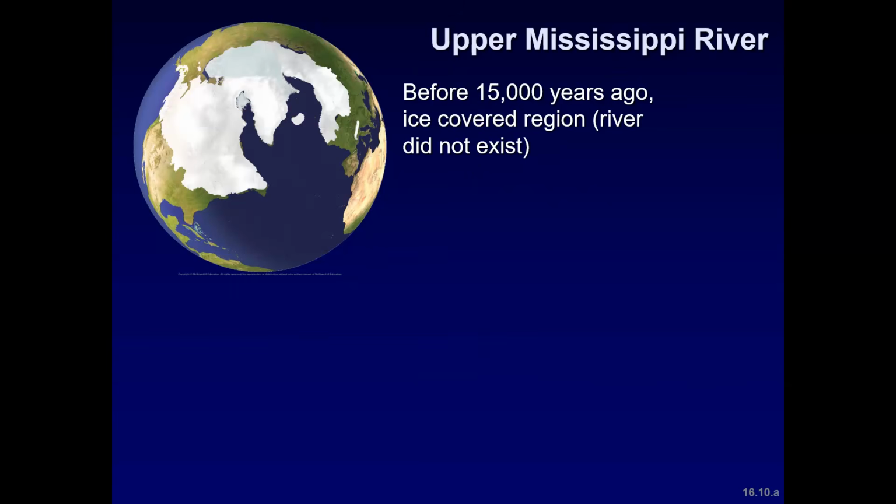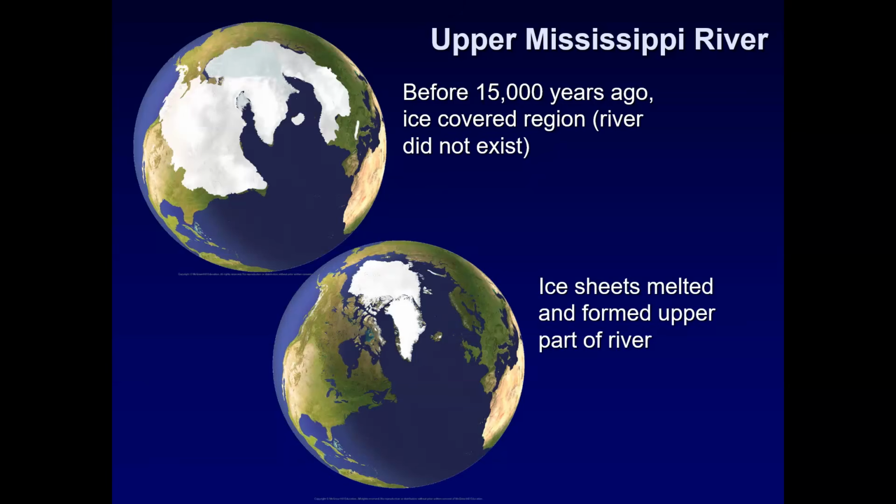So we'll go back as well. Before 15,000 years ago, ice covered this region and the river didn't exist. When the ice ages ended, melting of those ice sheets uncovered the region, increased discharge, and established the upper Mississippi River system. Of course, I'll point out that the Great Lakes region as well was covered in ice. So we had that here, and then a lot of melting, and then that water had to go somewhere.